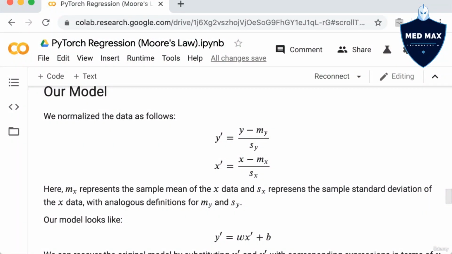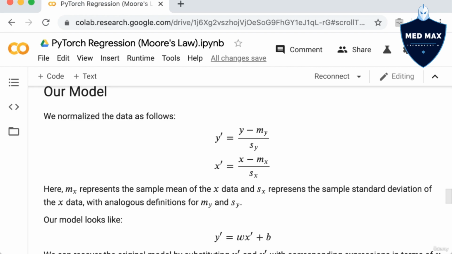Next, we have to take into account that our data is normalized. As you recall, we normalized the data using the equations we see here. Let's call the transformed data x prime and y prime. So y prime is equal to y minus my divided by sy, and x prime is equal to x minus mx divided by sx. Now we can begin to understand our own model.